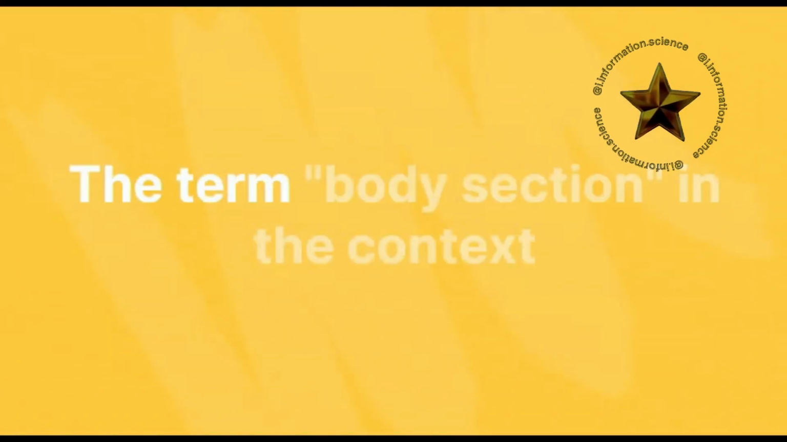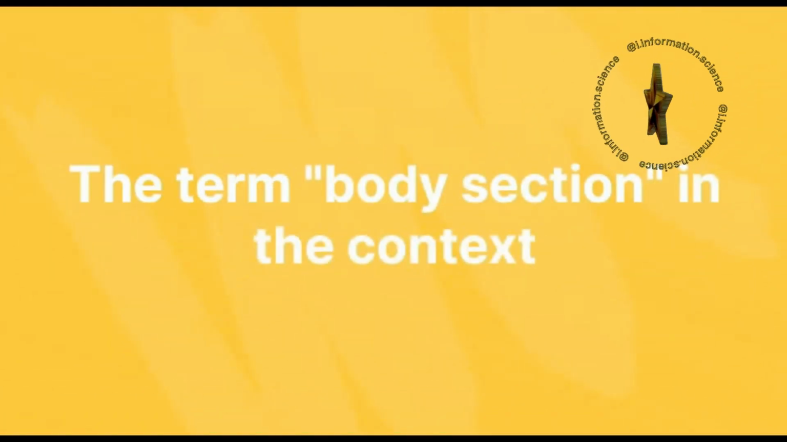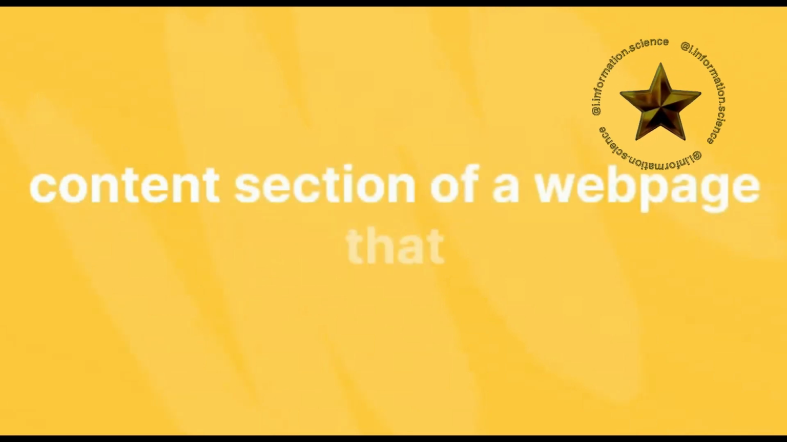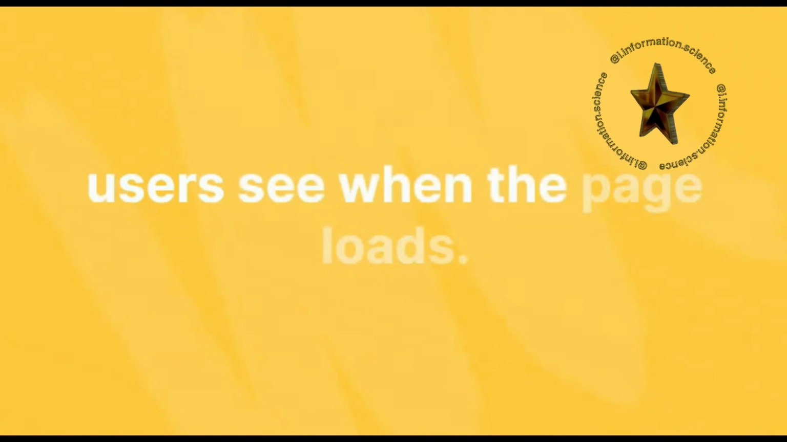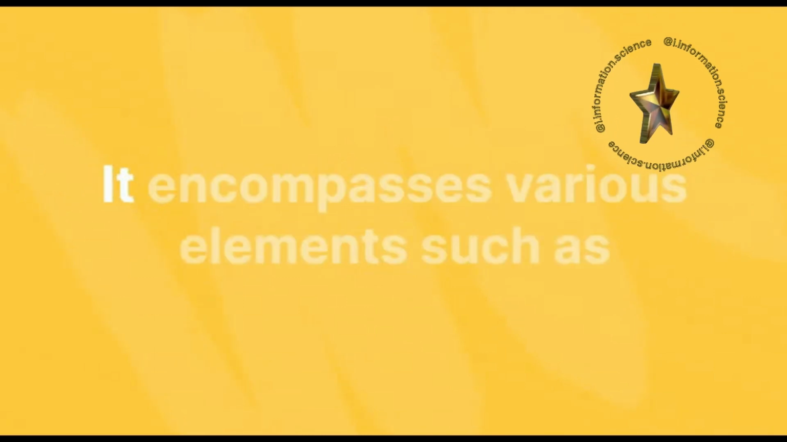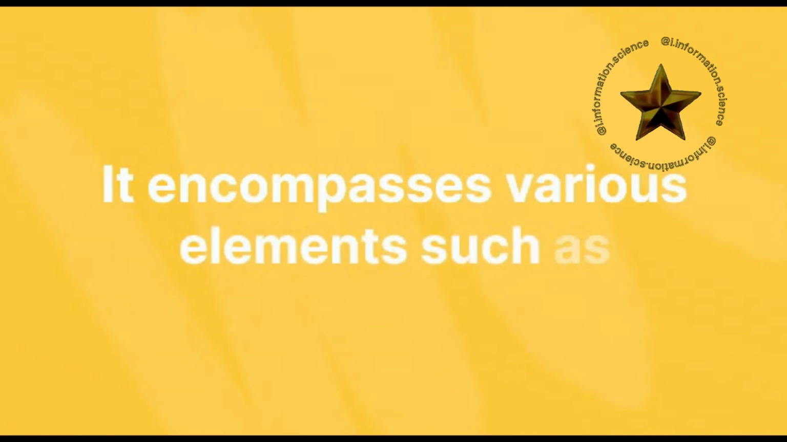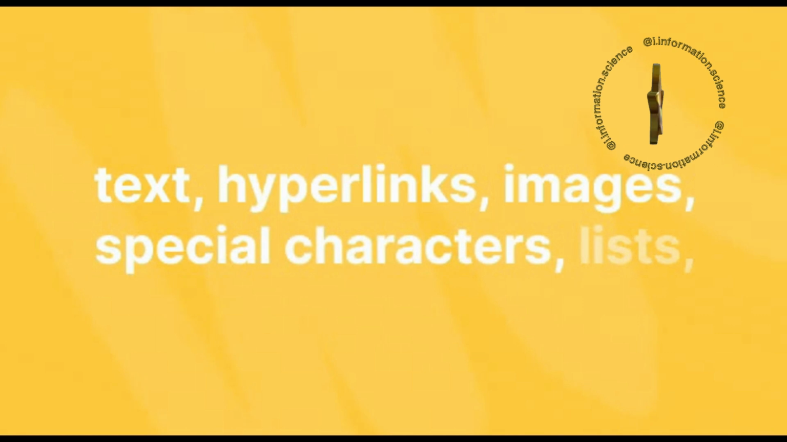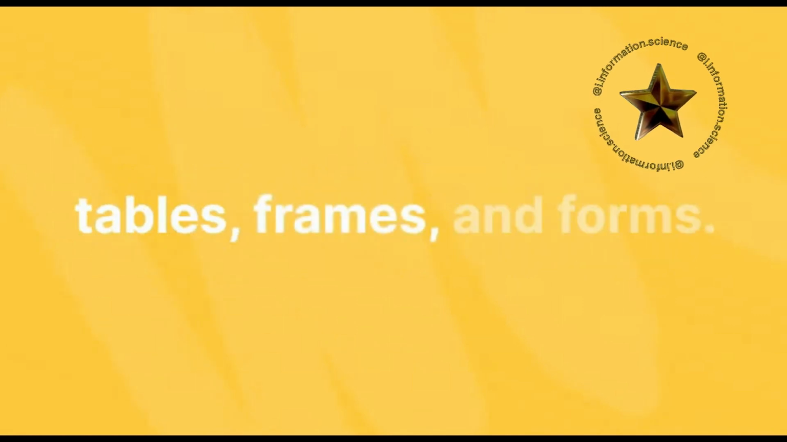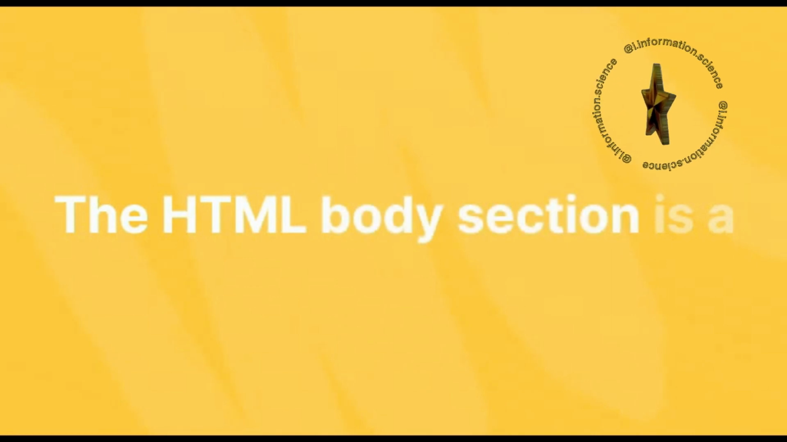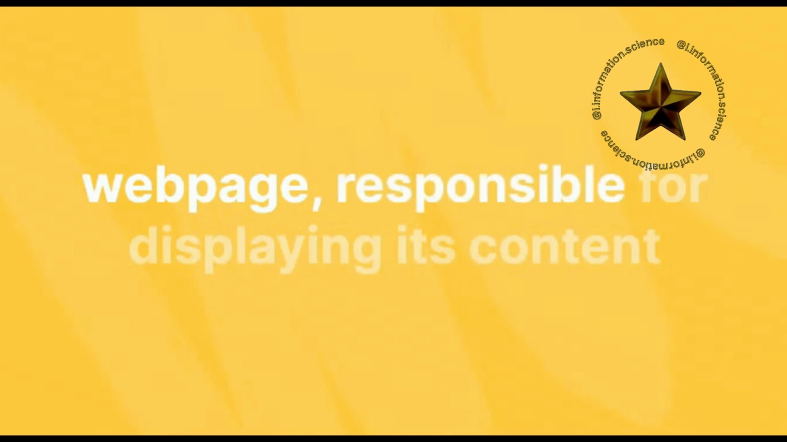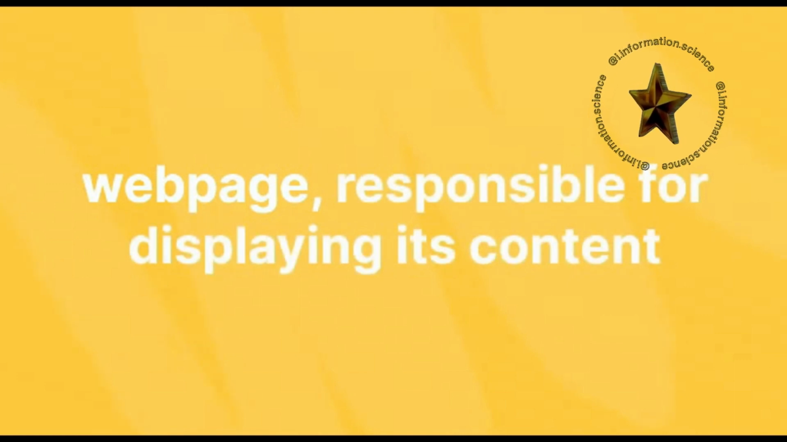The term body section in the context of HTML refers to the main content section of a web page that users see when the page loads. It encompasses various elements such as text, hyperlinks, images, special characters, lists, tables, frames, and forms. The HTML body section is a crucial and powerful part of a web page, responsible for displaying its content effectively.